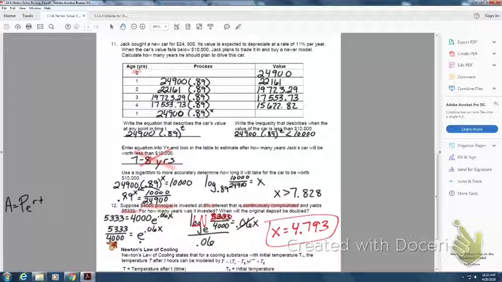Okay, so next, get the yellow sheet that you picked up on the way in. We're not going to do the last two problems.